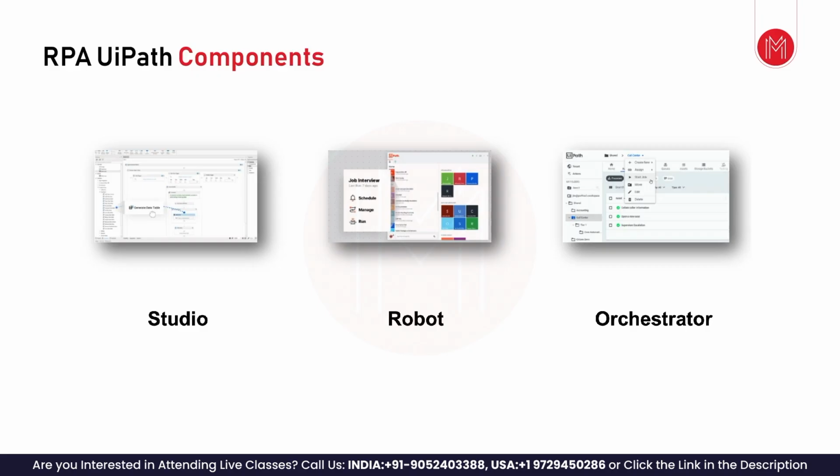The next thing is, once we have developed our automation and have everything ready, we will need something to run the automation, right? We will need a component to run the robot. In Studio, you are just designing the component. But if you want the robot to run every day at 9 a.m., or every Monday, something like that, for that we will be using the robot.